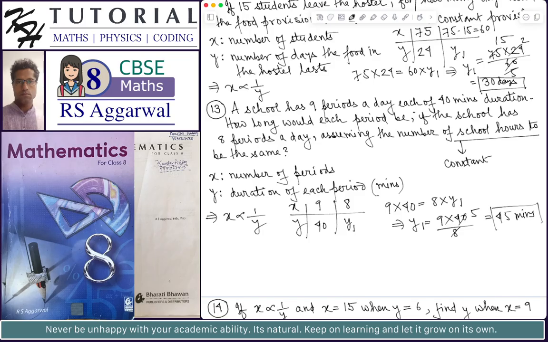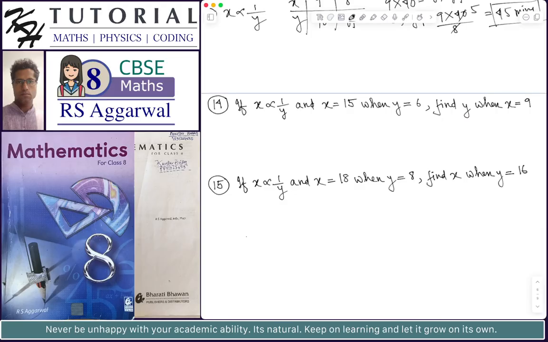That is, when the number of periods is 8, which has decreased from the previous value, when the number of periods was 9, the duration of each period was 40 minutes. Now if you decrease the number of periods, the duration of each period will increase. So we are having 45 minutes, which is more than 40 minutes. Okay.